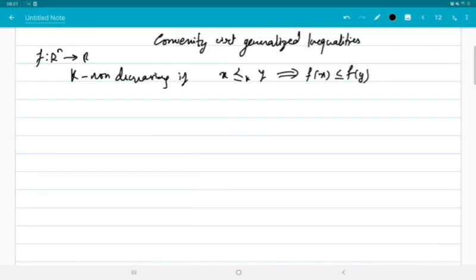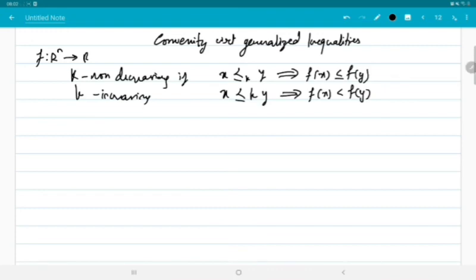The opposite is increasing, though not exactly the opposite. It is increasing when f of y is strictly greater than f of x.